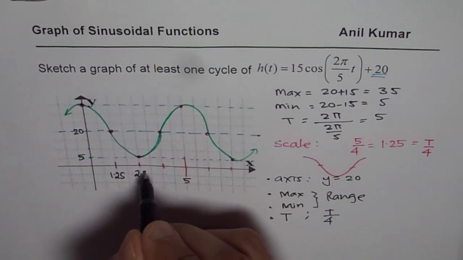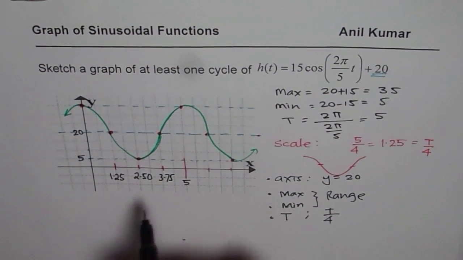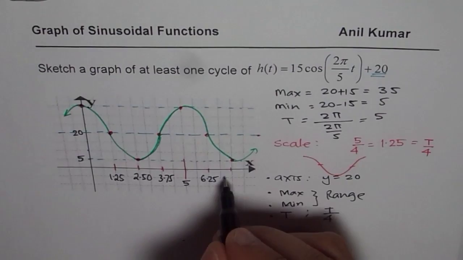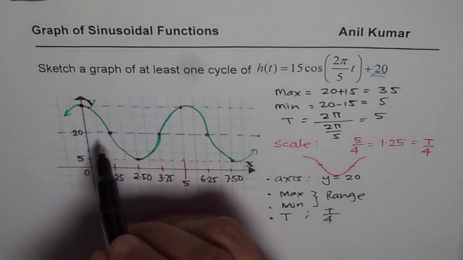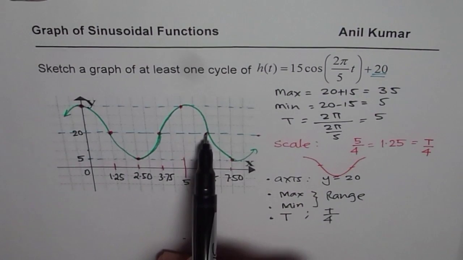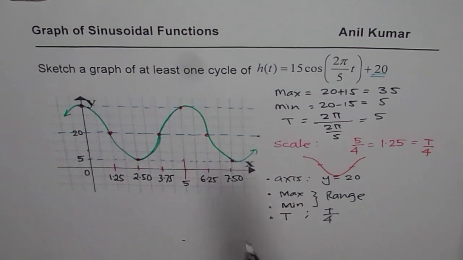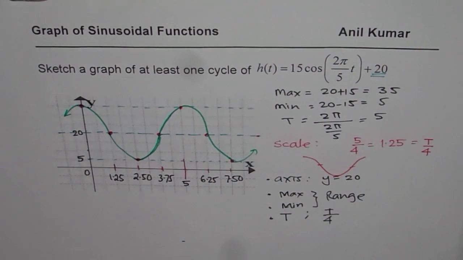Then it's 2.50. Do you get the point? And then 3 times 1.25 will be 3.75, and then you get 5. Like this, we'll make 6.25 and so on. We can add 5 to continue your scale. Of course, we begin with 0 on the scale. Once you get your points for the cosine function: maximum, axis, minimum, axis, maximum. Repeat this pattern. You can draw as many cycles as you want. But join them with a curved line, which looks like a cosine function, as I've shown here. This one is not so good, as I overdid it in the process of explaining, but I hope you get the point. This is how you should easily be in a position to sketch a sinusoidal function. Thank you, and all the best.